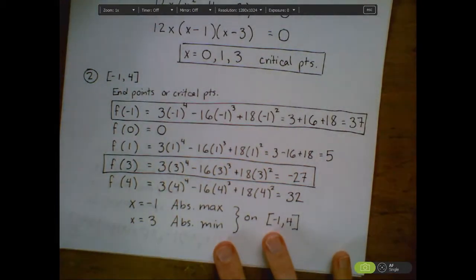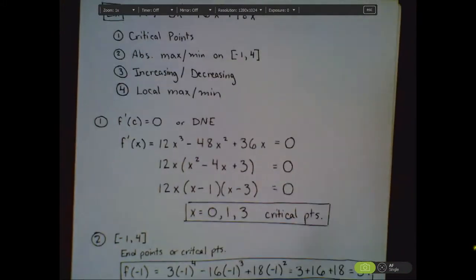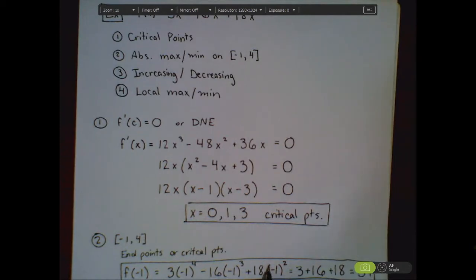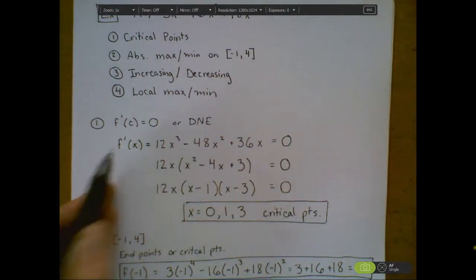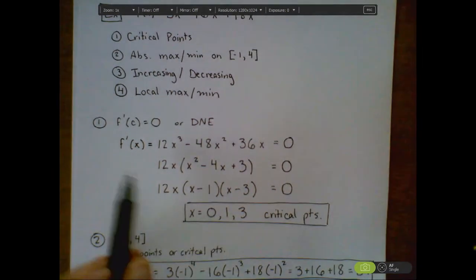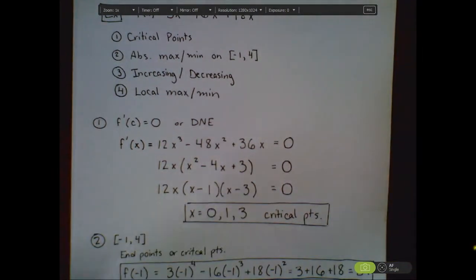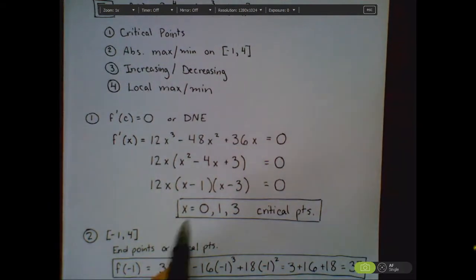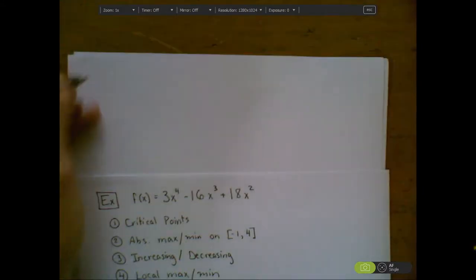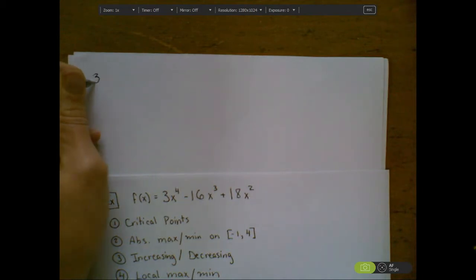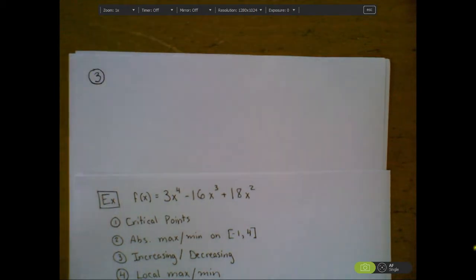Instead, we're going to move forward and look at where the function is increasing or decreasing. To do that, I'm going to use some of the information that we already have. We already found the derivative, and we want to know when this derivative is positive and when it is negative. We know exactly the places where it's equal to 0, and we're going to break up the domain of our function based on these critical points. So for part 3, we're finding when our function is increasing or decreasing.